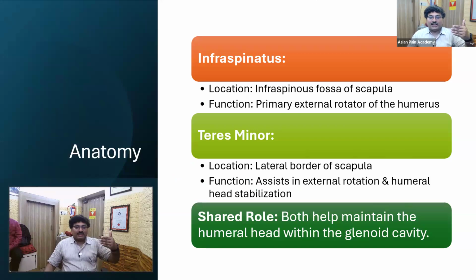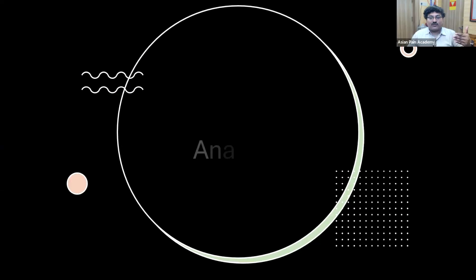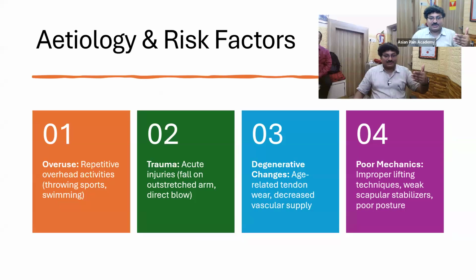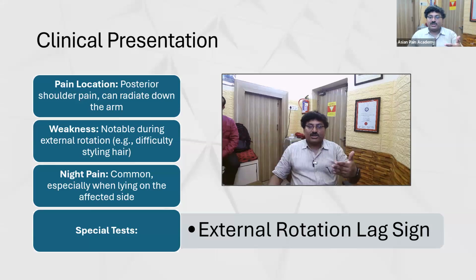So it is only the location, but the rest of everything will remain the same. Causes remain the same: sometimes overuse, sometimes trauma, sometimes degenerative changes, sometimes poor mechanics or ergonomics that can actually give rise to this type of pain. So the clinical presentation will be pain in the posterior shoulder, which can radiate down to the arm.